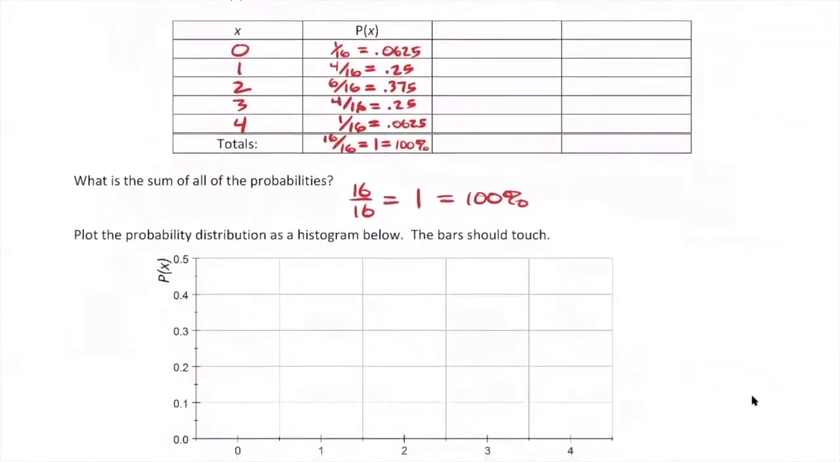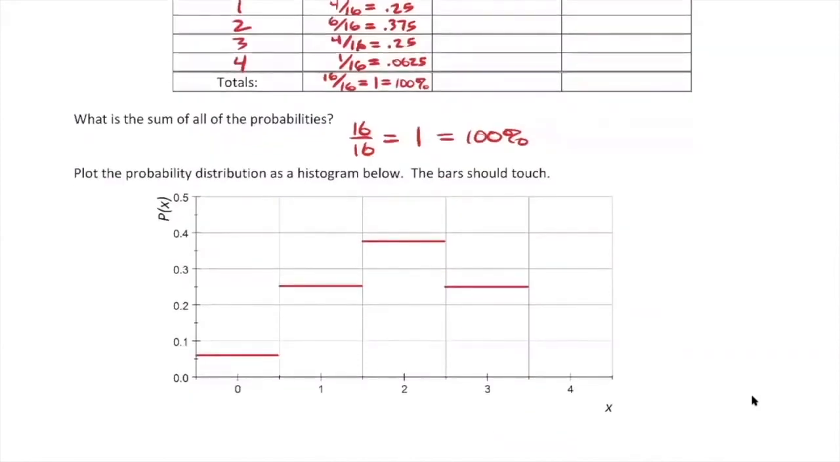All right, so I'm just going to do the heights of the bars. This is just going to be a histogram. So the first one's 0.0625, about that high. The next one's 0.25 right here. Next one's 0.375, going to go right about there. Then going back down to 0.25. And back down to 0.0625, just a little more than halfway up on that first line. And then this is a histogram.